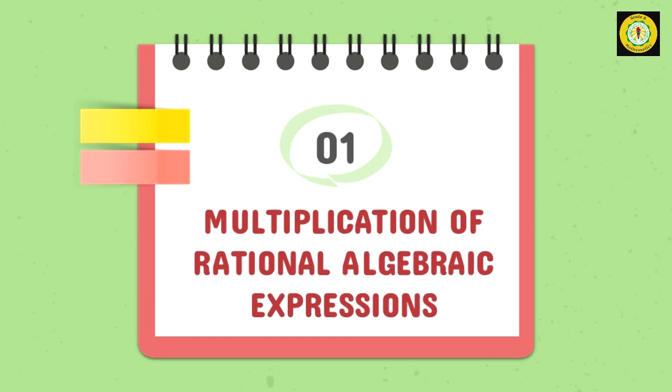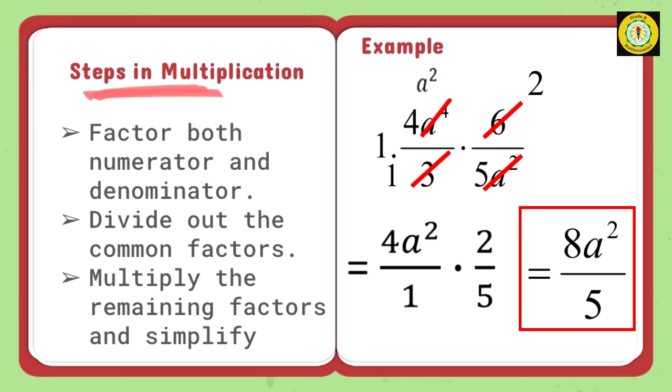Multiplication of rational algebraic expressions. Steps in multiplication. First, factor both numerator and denominator. Next, divide out the common factors. Last, multiply the remaining factors and simplify.